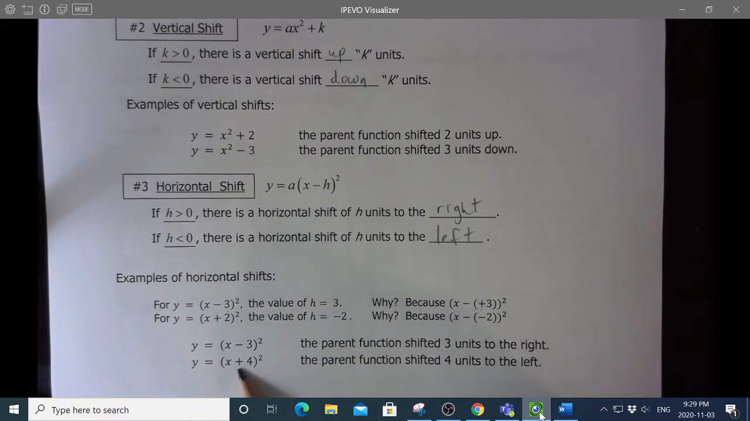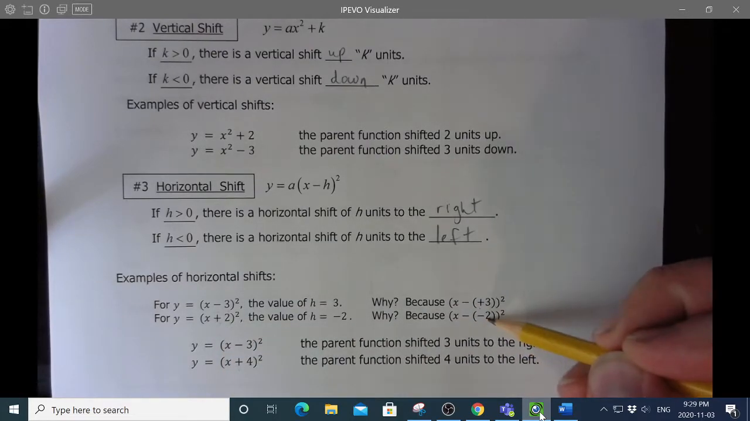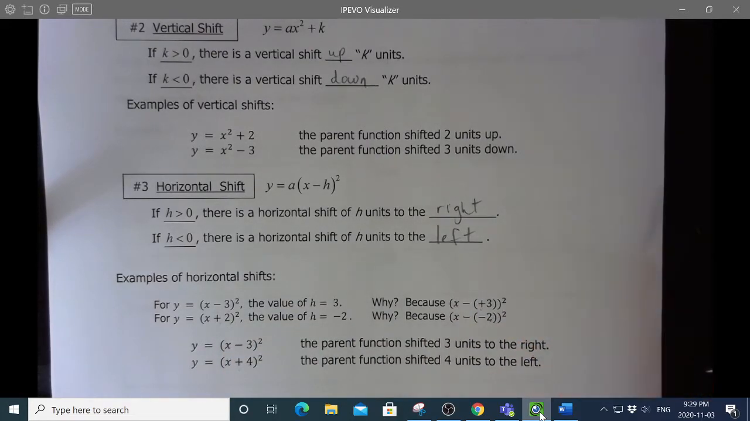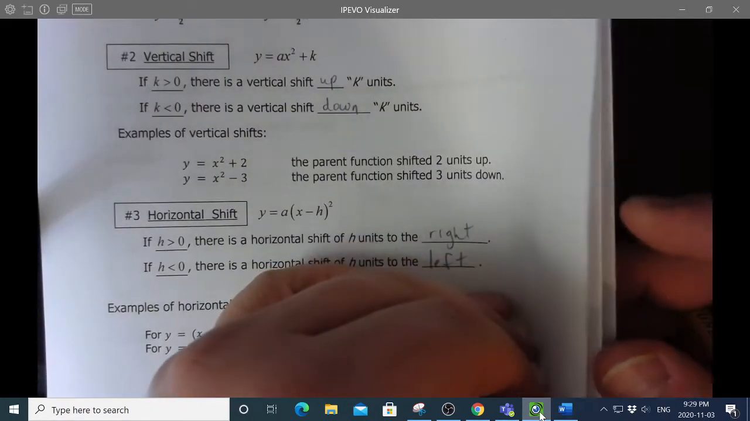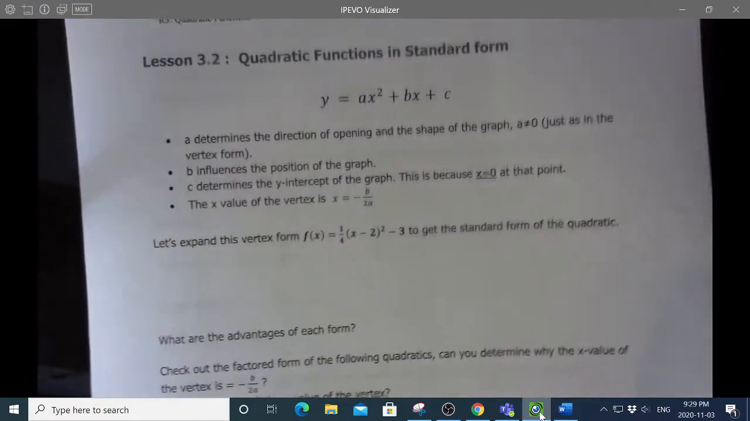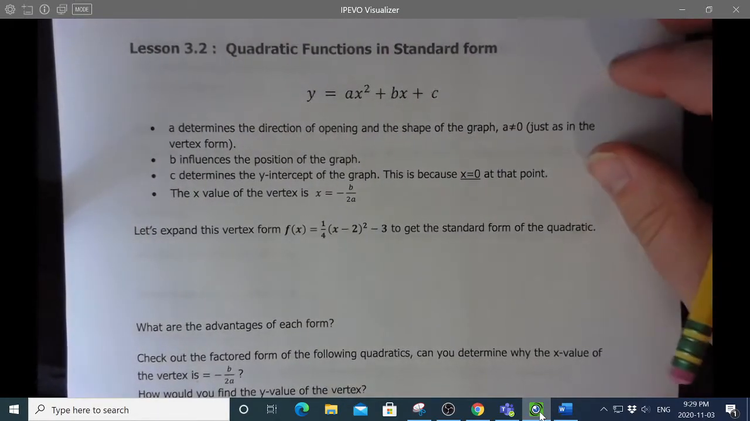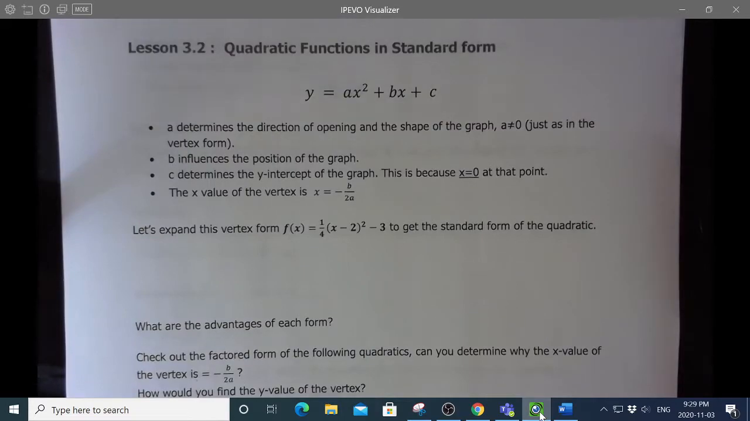Don't think of this as add 2. Think of it as minus a negative 2. So it is in fact 2 units to the left. So that was the gist of our last lesson. Today we're going to move into 3.2 and back into standard form.